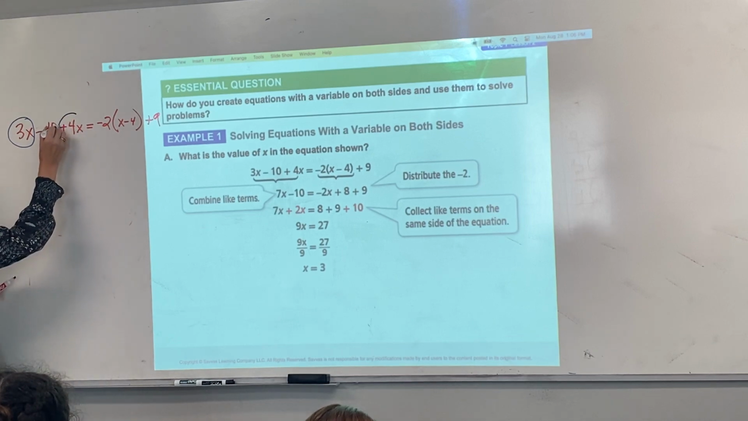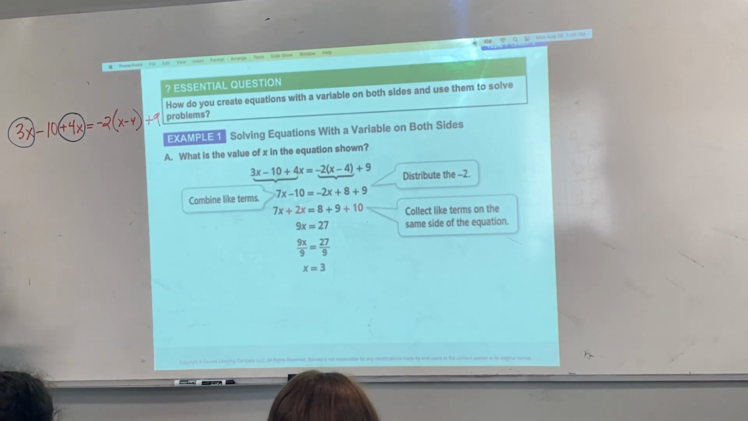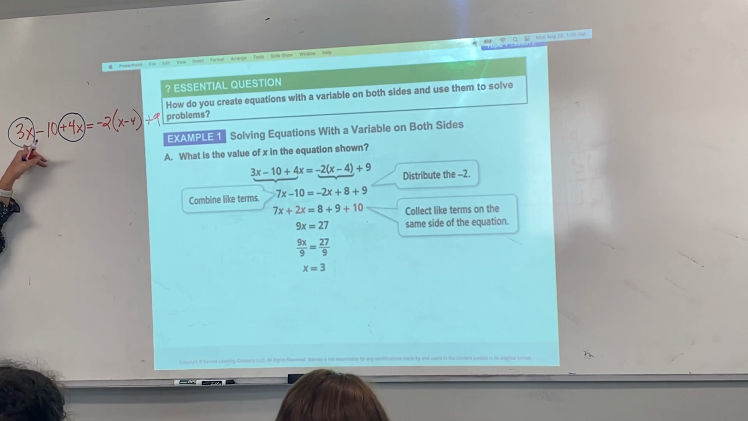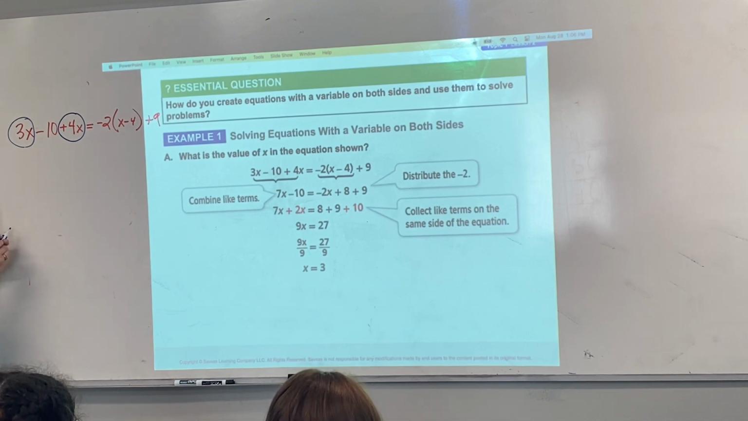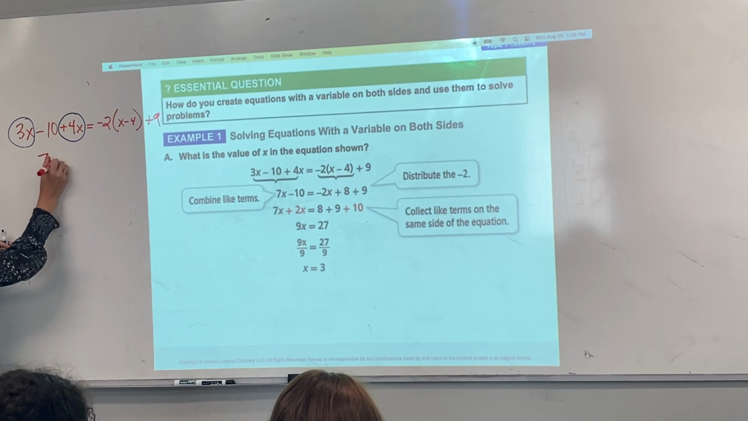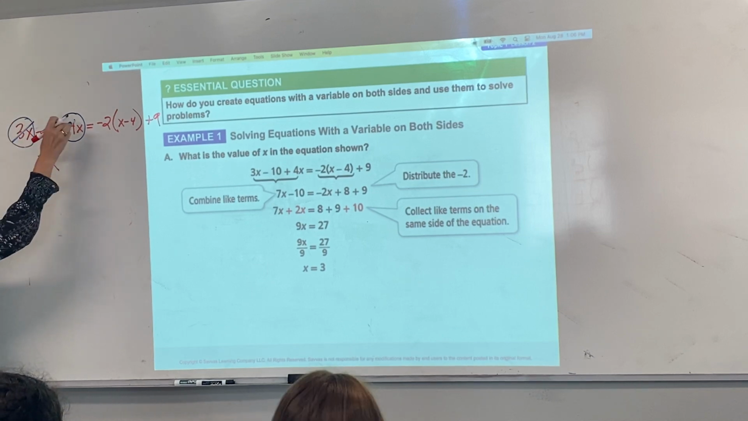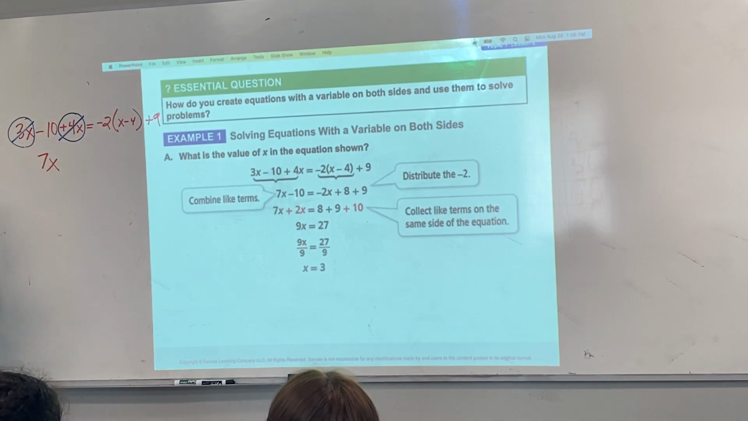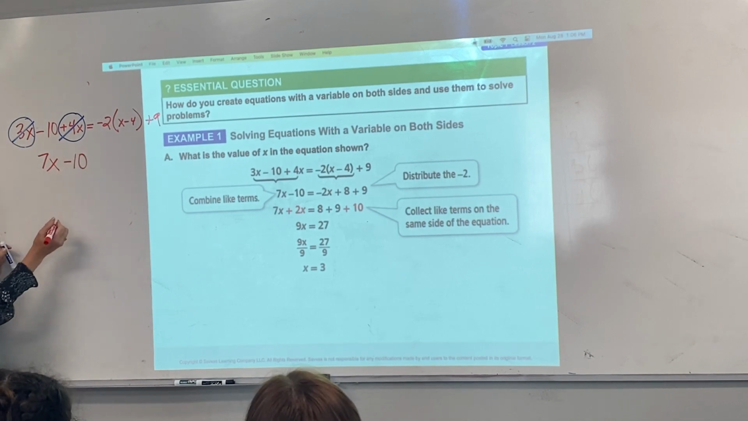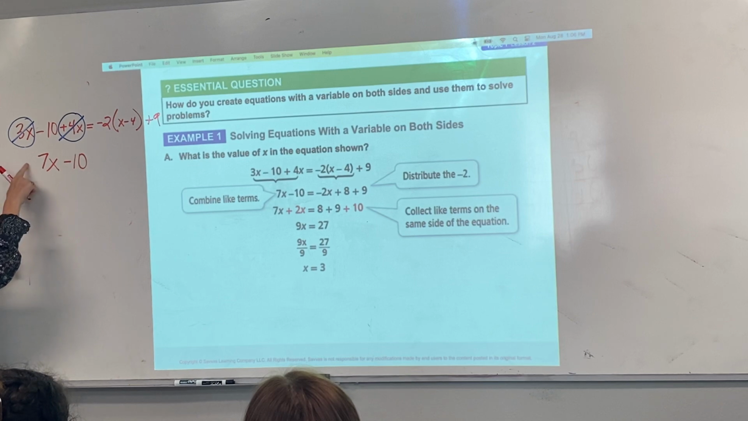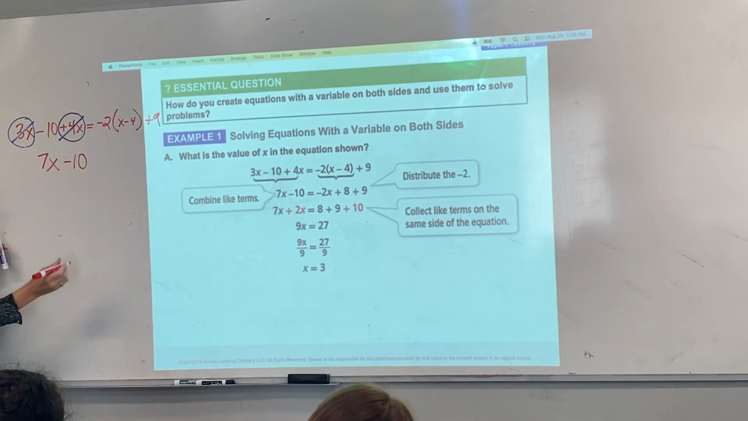So I'm going to circle my terms with their signs that I want to combine. 3x plus 4x equals 7x. Good. Then I'm just going to very gently cross these out, only with a single line so I can still see them, but I know that they're no longer involved because I combined them. Then I have my minus 10. It doesn't matter if you put the minus 10 over here plus 7x or over here. Same thing.